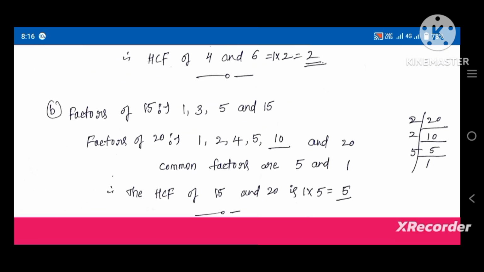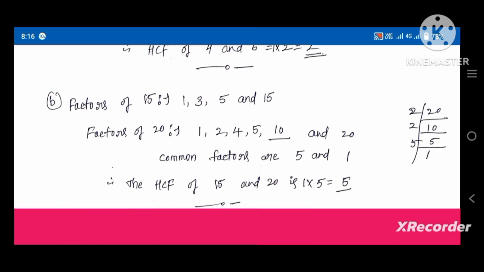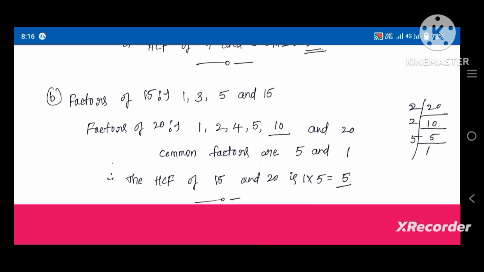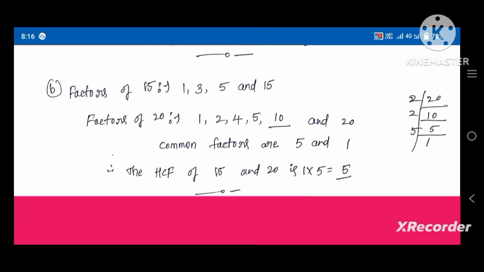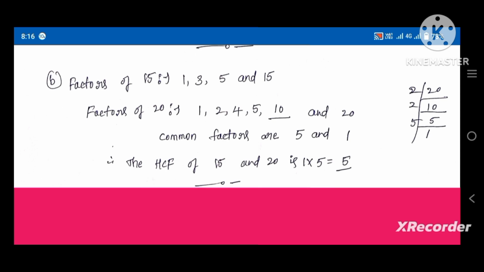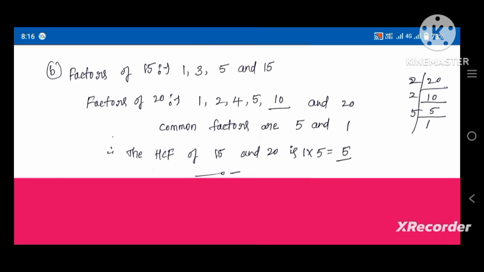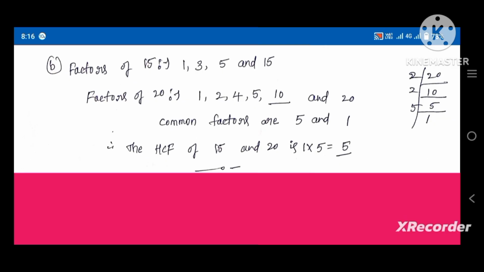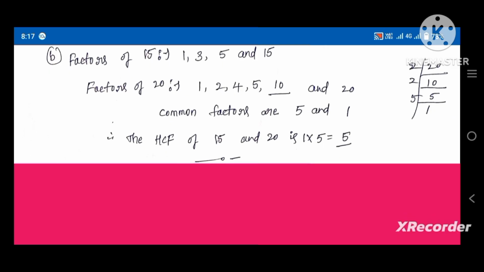B. Factors of 15 are 1, 3, 5 and 15. Factors of 20 are 1, 2, 4, 5, 10 and 20. On the right side, I will write the method of taking factors. Common factors are 5 and 1. The HCF of 15 and 20 is 1 into 5, which is 5.